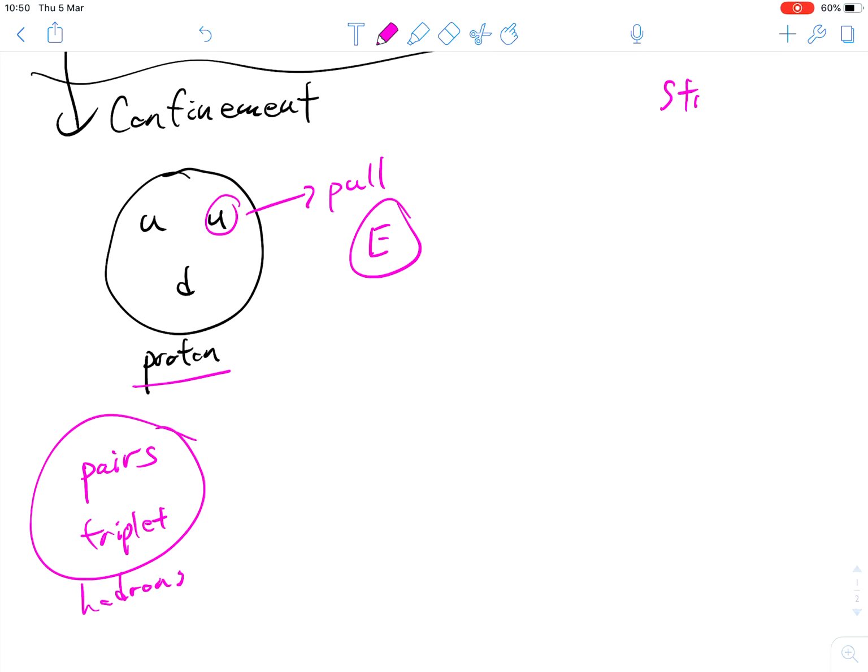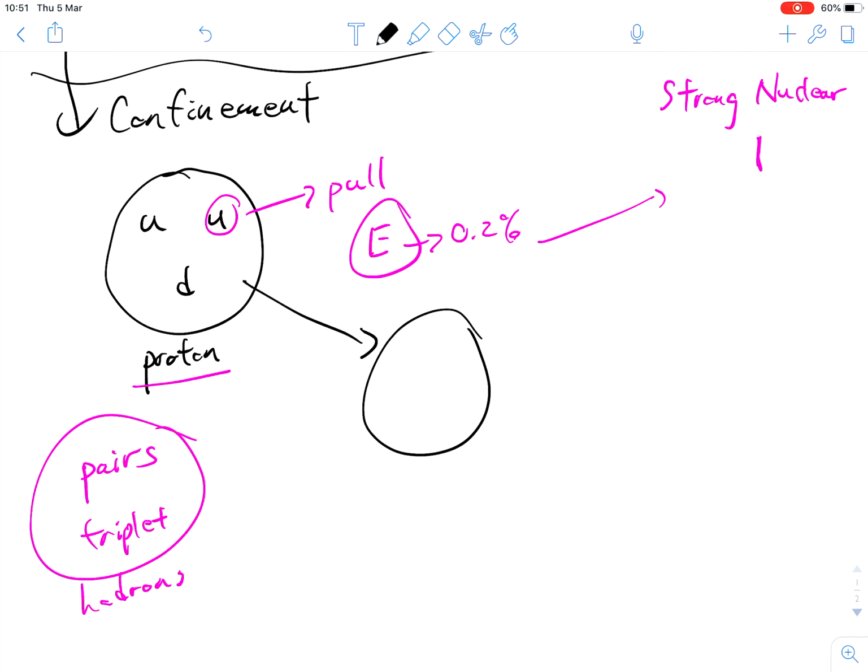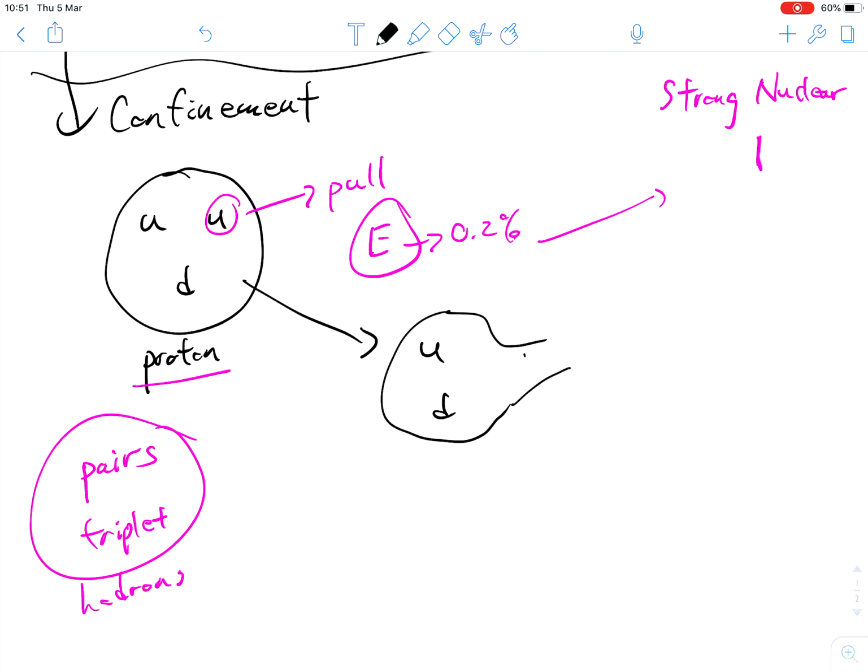Now, as we exert more and more energy, quick little review: the strong nuclear force, for intents and purposes, has a value of 1 in terms of its strength. It is the strongest force that exists. So when we exert energy, let's say we exert 0.2% of that strong nuclear force energy. We're starting to pull it further and further away. We have up, down, and the up is being pulled a little bit further away.